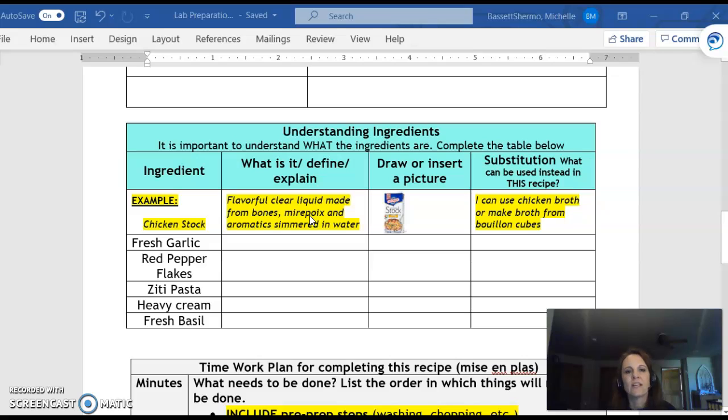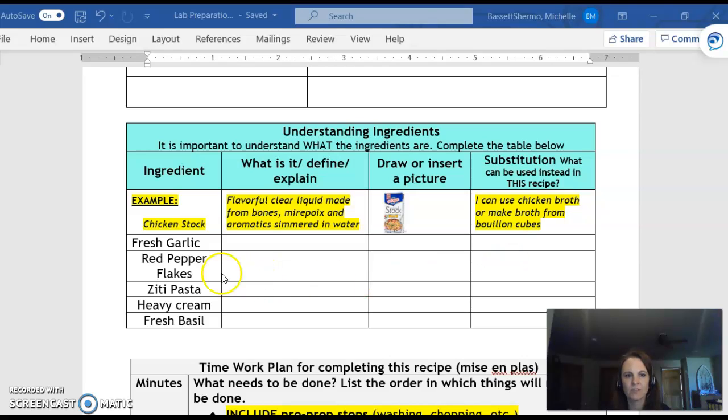Then down to understanding ingredients, again, in terms of this recipe. So the recipe calls for fresh garlic. What is it? Include a picture. What could you use instead of the fresh garlic? What else could you use?